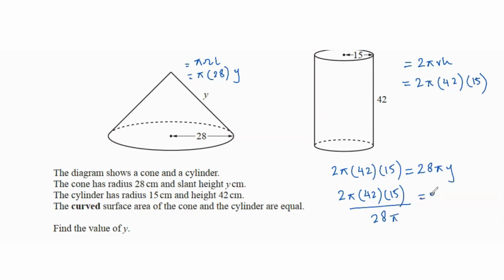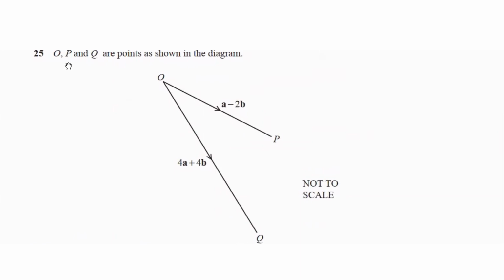So now let's simplify this. The pi's get cancelled out. 2 ones are 2. This is going to be 14. We know 14 times 2 is 28, and 6 times 7 is 42. 2 ones are 2. That's going to be 1, and 3 times 15 is 45. So y is 45.